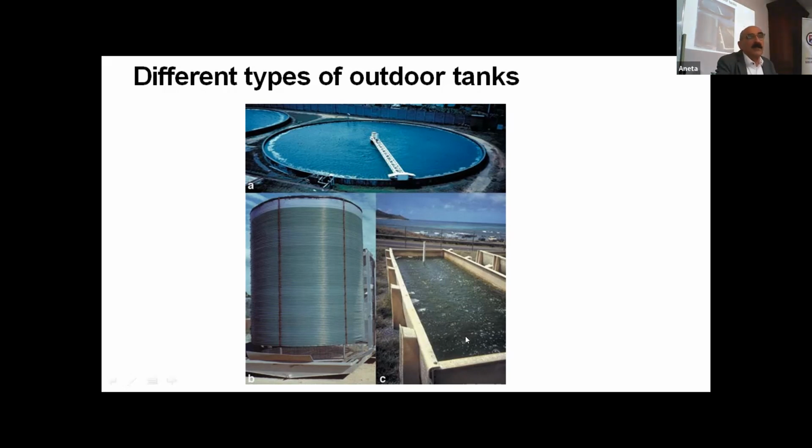You can see bubbles here. This is just rectangular outside tanks with lots of bubbles. They provide vertical movement of water and also CO2.